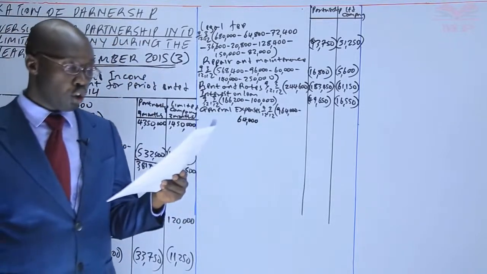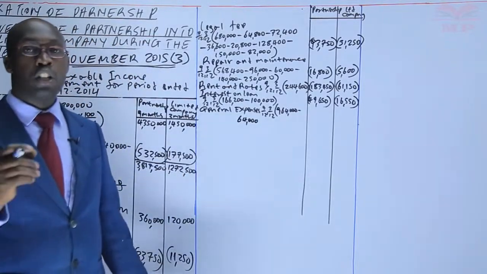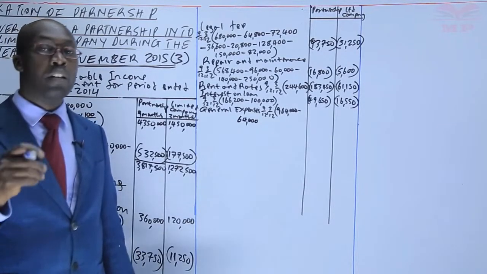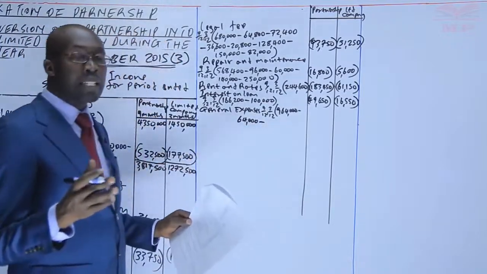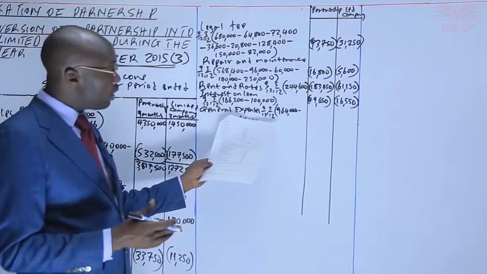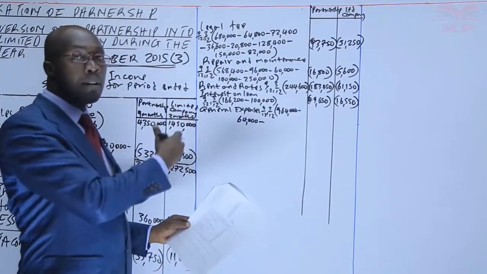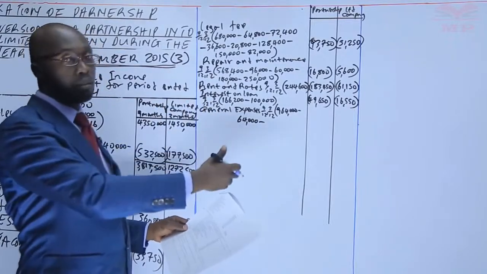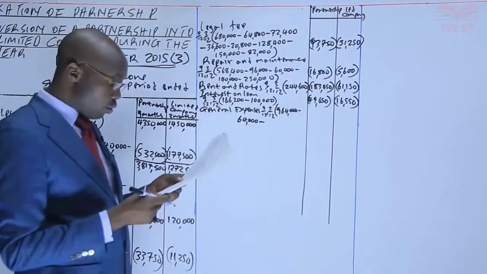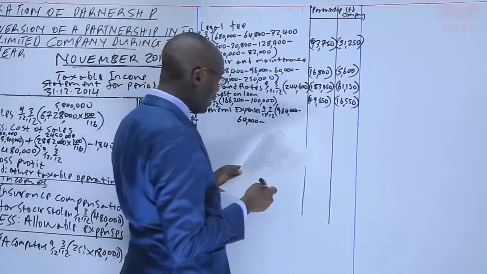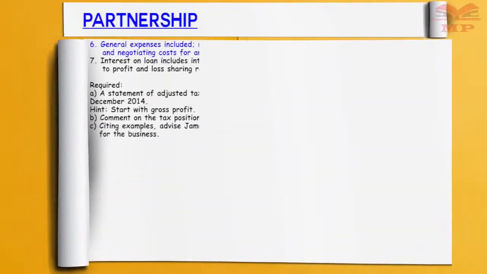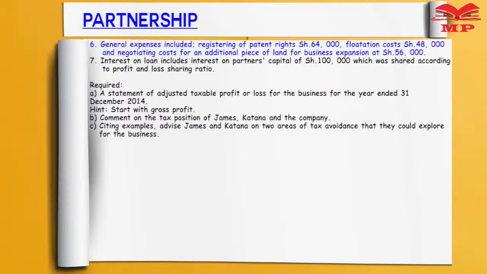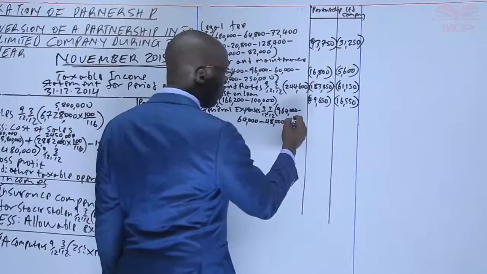Also, flotation cost of 48,000. We said flotation cost is for the shares, and it is usually for the company. So this one, we have to remove it from here. Although we said it's allowable on the company, the figure that we want to remain with is the one we apportioned, the one relating to the company and the partnership. This one needs to be taken to the company directory. So we first of all remove it from here, 48,000. Also, there was a cost of negotiating an additional piece of land for expansion, 56,000. That is also not allowable, a fixed asset.